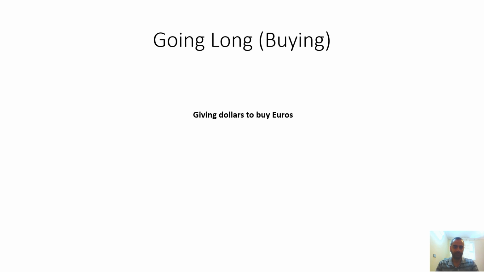So in Forex trading, there are two main activities. The first is called going long or buying. For example, if I decide to go long on Euro to USD, it means that I'm giving my dollars to buy euros. Suppose the exchange rate is $2 for 1 euro. If I want to buy 1,000 euros, I will need to pay $2,000.